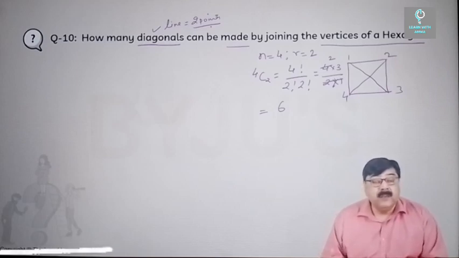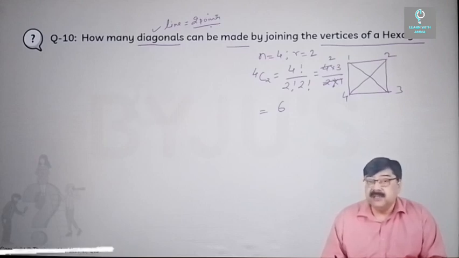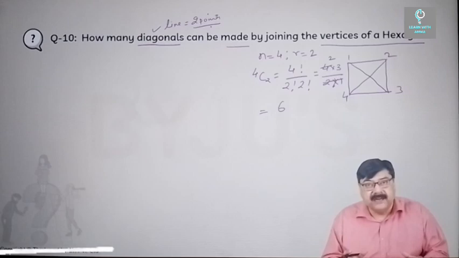Now why is this variation? With this formula we should have got 6, but the number of diagonals is only 2 in a square. So what happened here? See here, randomly the sides which were formed in a square by joining 2 points, they also got included. That is, a square is a 4-sided figure.